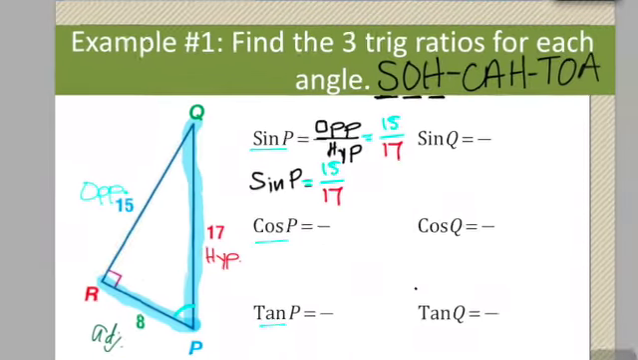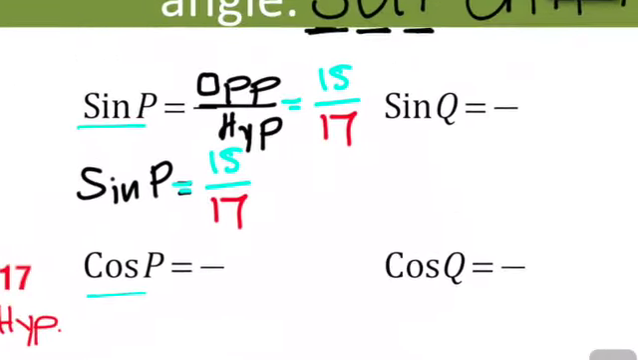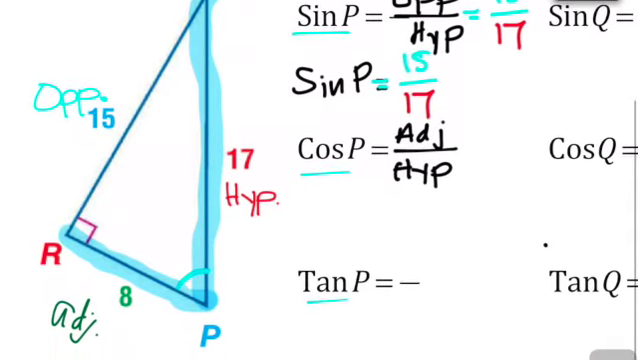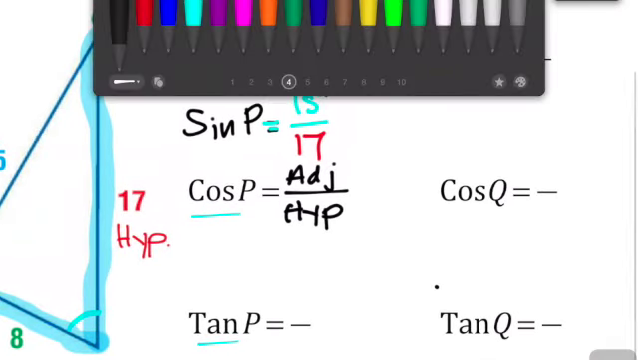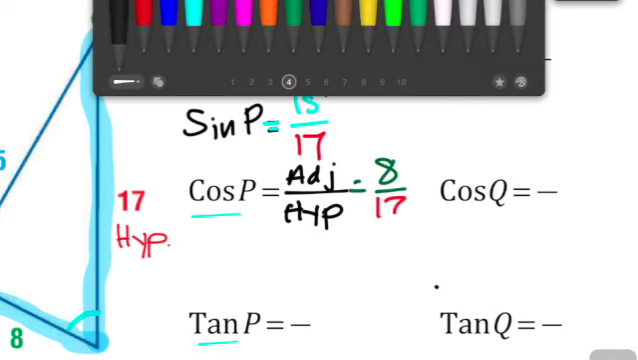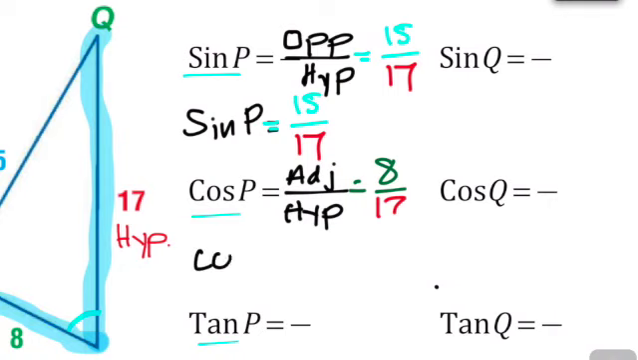All right, let's go ahead and find the cosine. My cosine is going to be the adjacent divided by the hypotenuse. We know that the adjacent side is equal to 8. So let's replace our adjacent side with 8, and my hypotenuse is going to be 17. So I end up with my final answer that the cosine of P is equal to 8 over 17.